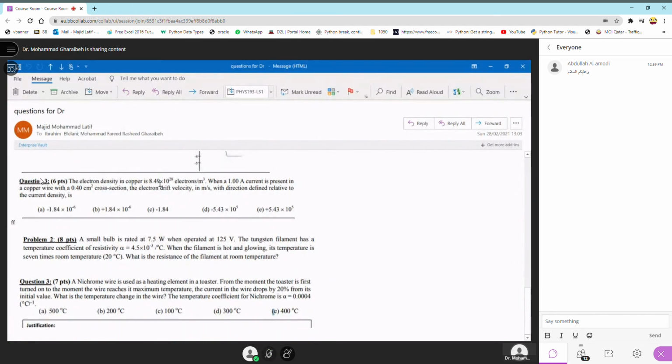The electron density in copper, we have a 1 ampere wire with cross section, the electron drift velocity in meter per second with direction defined relative. It is exactly the same as we did in the example. The drift velocity being minus means it's opposite to the direction of the current. That's all. That's the meaning of the minus.